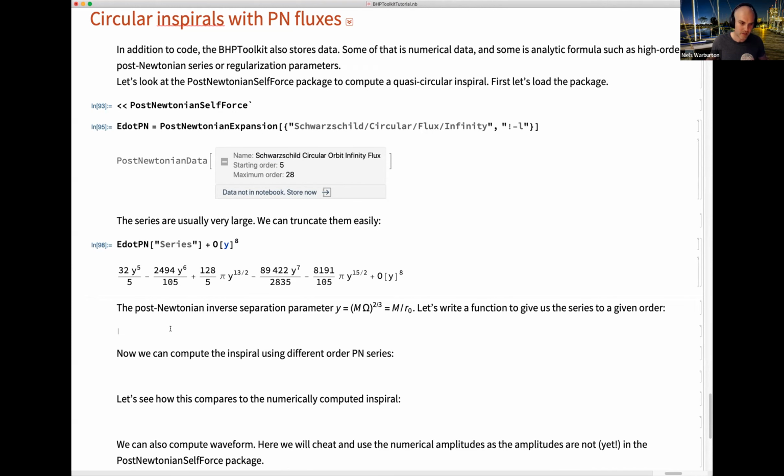So let's define a function. We're going to use something very similar to what we did before, but we want to evaluate our post-Newtonian series at some value of r0. As it says above, this post-Newtonian inverse separation parameter y is defined in this invariant way as M times omega to the 2/3 power, which is also equal to M divided by r0.